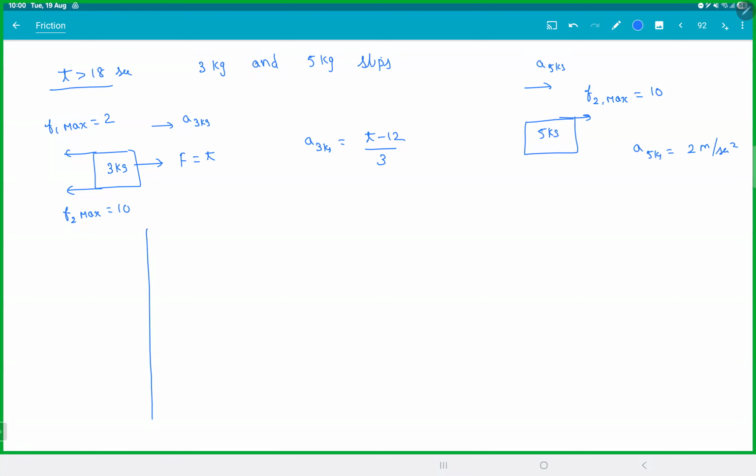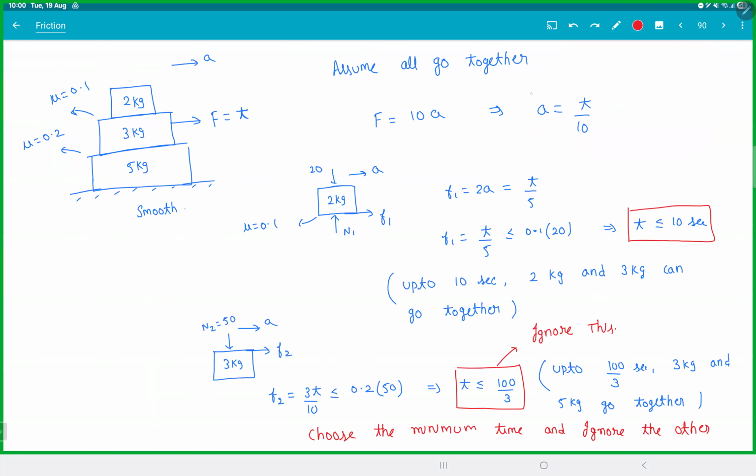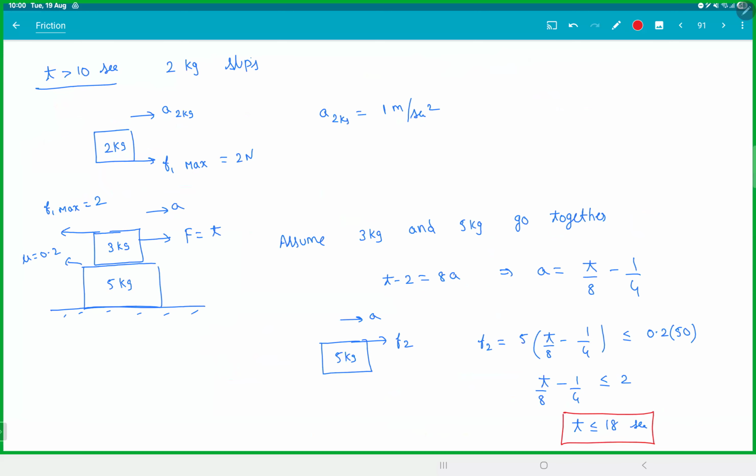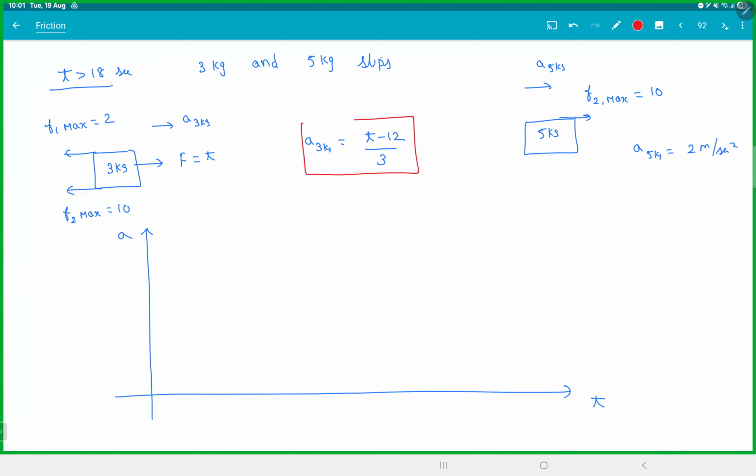There, if you try to plot the graph, what was the acceleration initially? Initially, the acceleration was T by 10. Then the acceleration, this became constant 1. This was T by 8 minus 1 by 4. Then T by 12 minus 3. So for the first 10 seconds, all will go together.